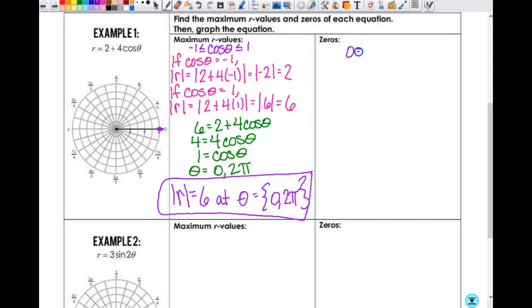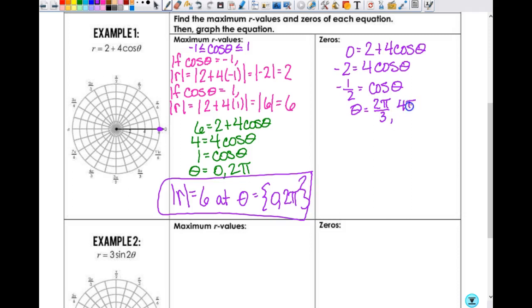So I take 0 is equal to 2 plus 4 cosine theta. So that gives me -2 equals 4 cosine theta. So -1/2 equals cosine theta. So from 0 to 2 pi, when is cosine a negative 1/2? 2 pi thirds and 4 pi thirds. Good. So then I say r is equal to 0 at theta equals 2 pi thirds and 4 pi thirds.